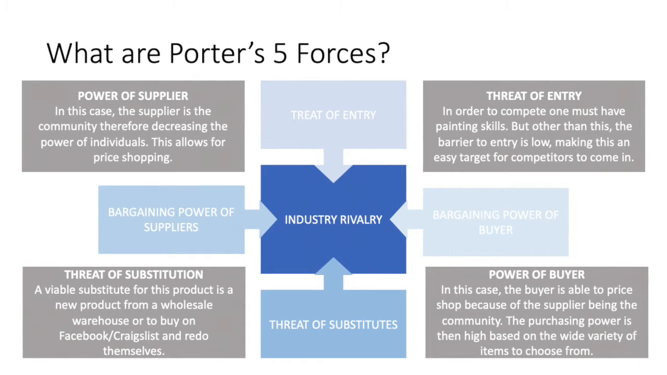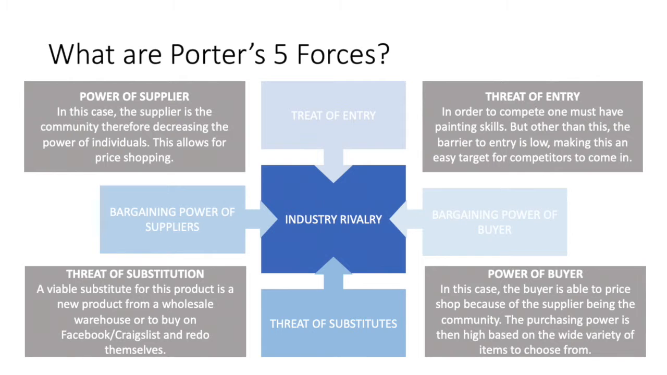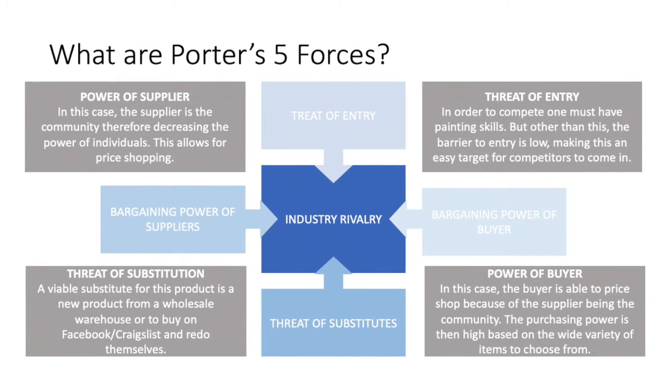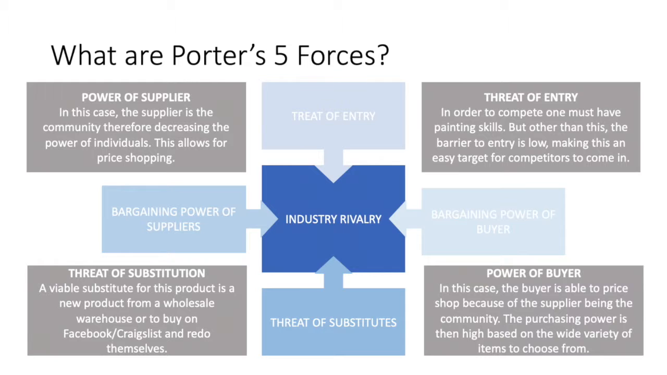The power of the supplier. In this case, the supplier is the community, and so it does decrease the power of the suppliers because there's not just one. Instead of us buying solely from one person, we're buying from the community. So they don't really have a lot of power as individuals selling on Facebook to jack up their prices. For us, that is definitely a good thing. And so those are the five forces for the Winston Find.